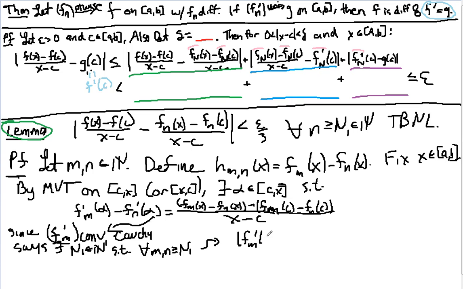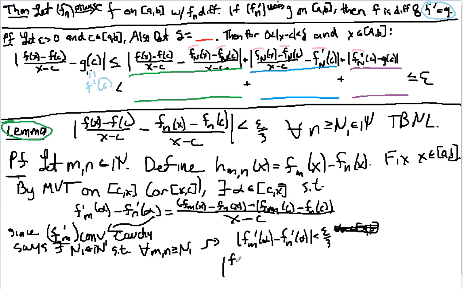I get fm prime of alpha minus fn prime of alpha less than epsilon over 3 for all alpha belonging to [a, b]. So maybe alpha wasn't the best choice, but it certainly works for the alpha. So basically it really gives me fm prime of x minus fn prime of x for all x, but I'm just going to plug in alpha. So I know that this is true. And now this is equal to that. So I can just substitute this in.